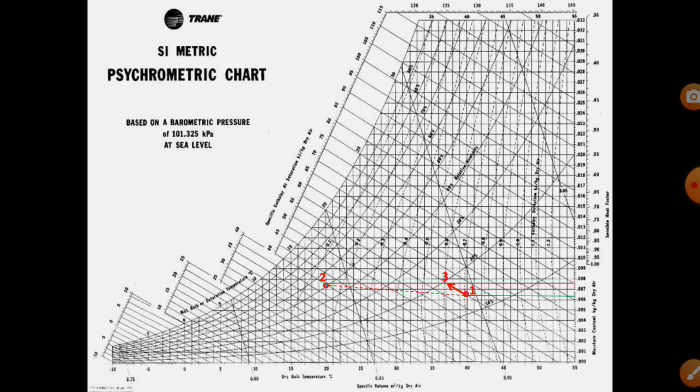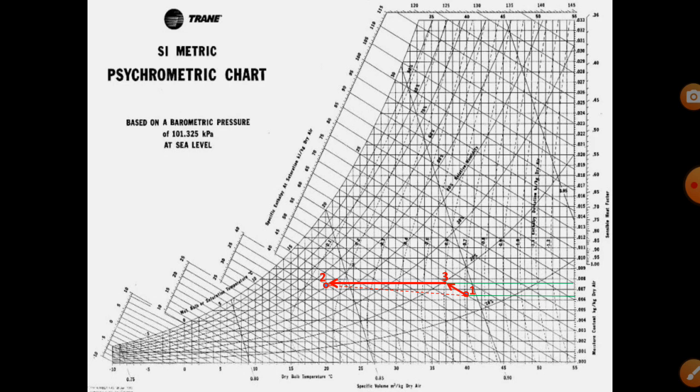1, 2, 3. Okay, we have just added the water vapor in that particular air. Now from point number 3, we'll go for the process of cooling. This is the cooling process, 3 to 2, and by means of this you have added the humidity as well as reduced the temperature. 1 to 2 is the total process, 1 to 3 is adiabatic humidifying, and 3 to 2 is the process of cooling.